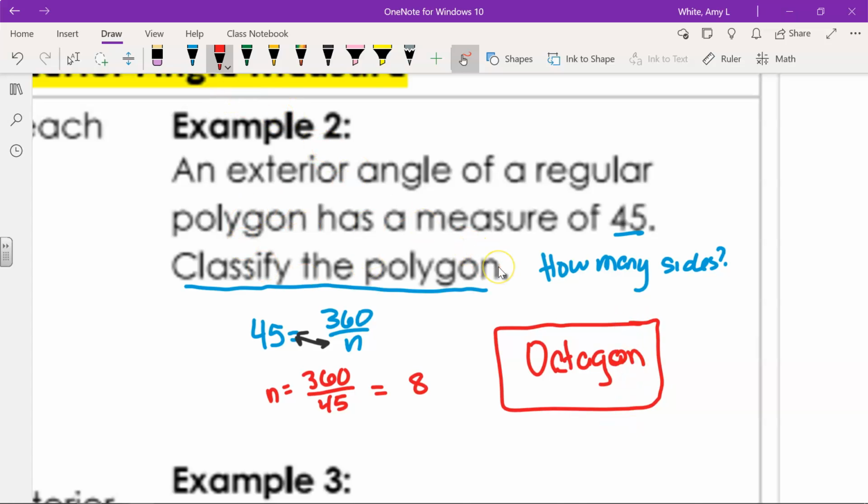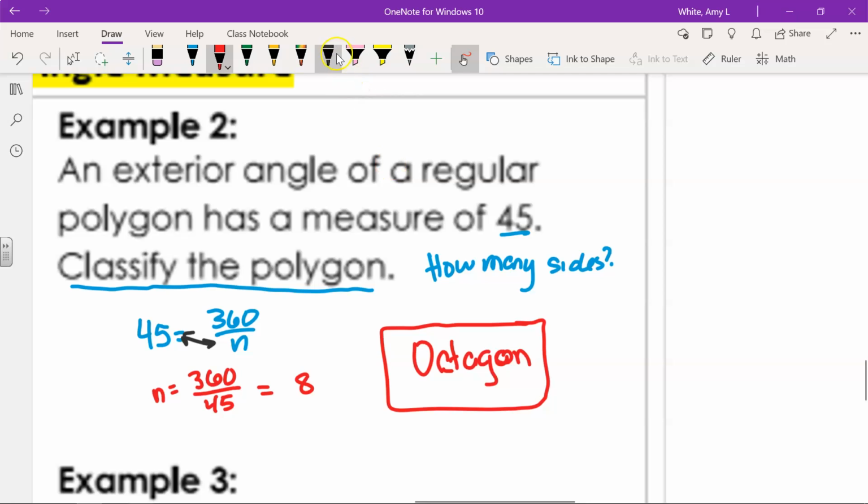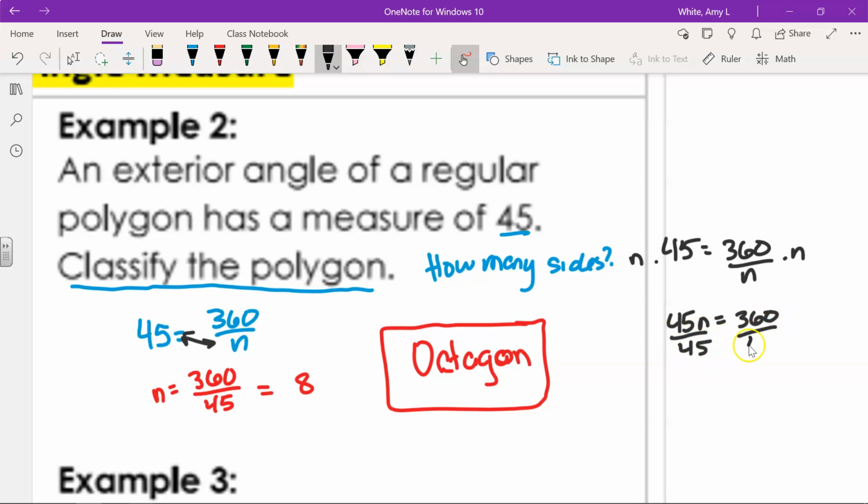If you want to see how we did that, I can show off to the side. So 45 equals 360 over n. I can multiply both sides by n, so we get 45n equals 360, and then we divide by 45. And we get n equals 8. Notice that this is the same thing as just switching those two numbers. We end up here.